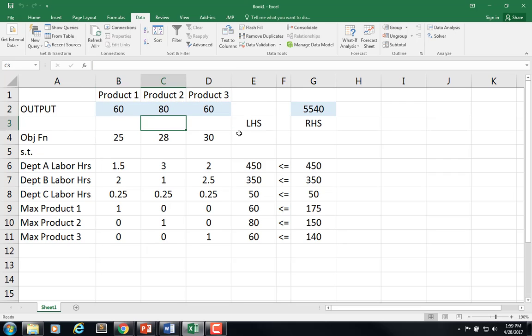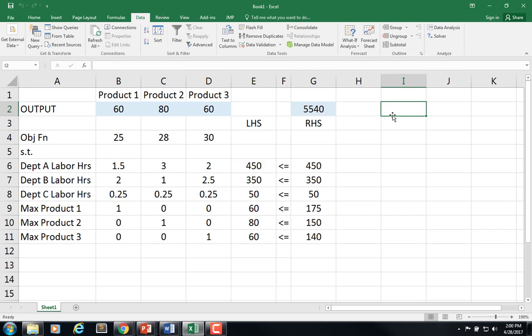Woohoo! All right. So doing it this way, I see I would produce 60 units of product 1, which is under the 175. I would produce 80 units of product 2, which is under the 150. And I'd produce 60 units of product 3, which is under the 140. So I'm staying under that max, so those are all met. And notice that binding constraints are all of the labor hours in each department. So I'm using up all my labor in every department. But this is the maximized profit, but it doesn't take into account any of the fixed cost.